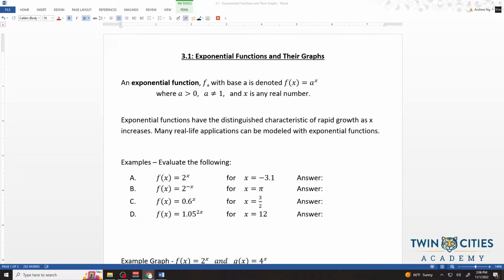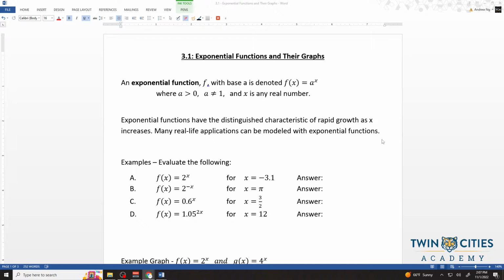Today we're going to look at exponential functions and their graphs. Let's begin by defining what an exponential function is. An exponential function f with base a is denoted f of x equals a to the power of x, where a is greater than 0, a is not equal to 1, and x is any real number. And these have the distinguished characteristic of rapid growth as x increases. Many real-life applications can be modeled with exponential functions.